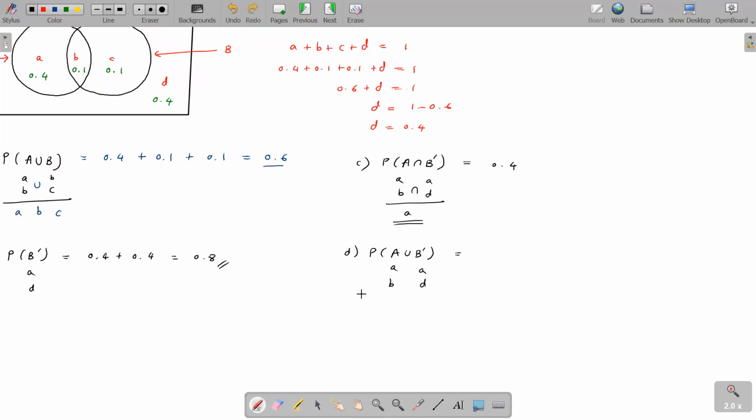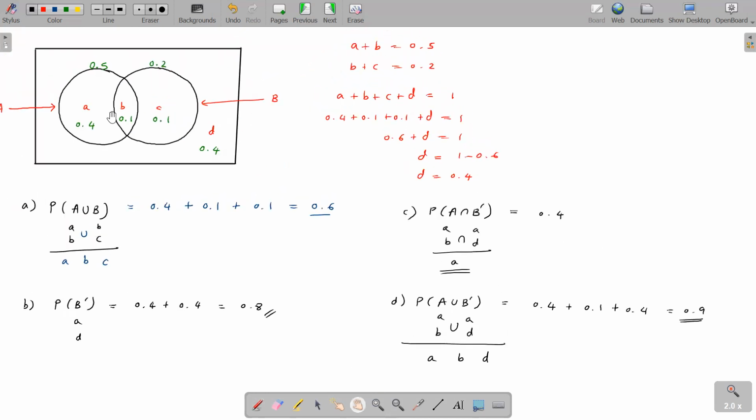So how do you get the union? Union means you take everyone. So A comes, B comes, and D comes. A, B, D, everything comes. Can you see? So in A, the region is 0.4, B is 0.1, and D is 0.4. Is that okay? So that's going to be 0.9. So the answer is 0.9. Okay, so I hope this part is clear with everyone.